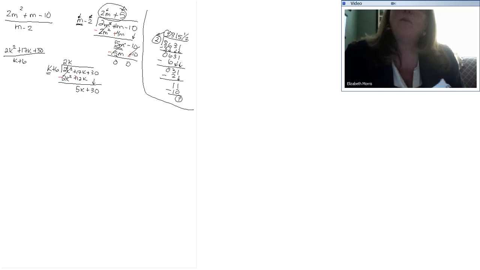What would I multiply k by to get 5k? Multiply by 5. 5 times k is 5k, and 5 times 6 is 30. But I'm subtracting, so I have to change the signs. Now I can combine, and the 5k and the negative 5k cancel out, and the 30 and the negative 30 cancel out. So I have no remainder, so my answer is 2k plus 5.